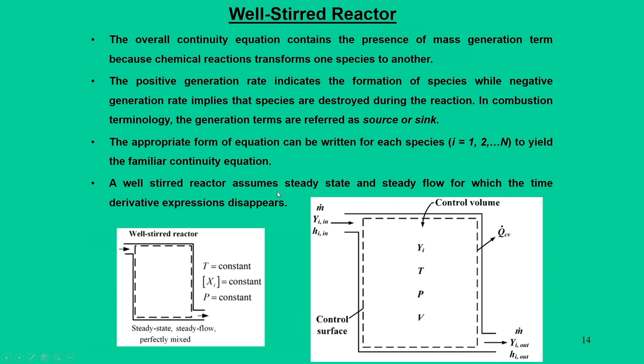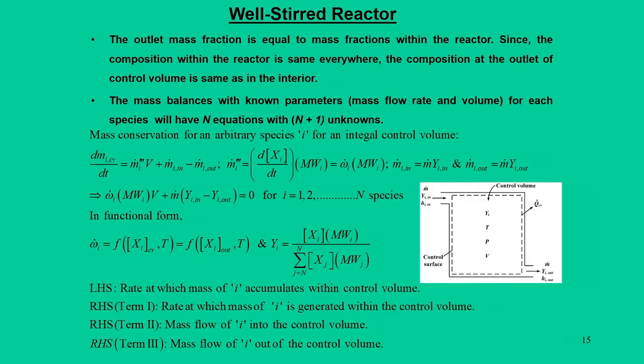The well-stirred reactor assumes steady state, steady flow, for which the time derivative expressions disappear. So, how does it look? We can see here that the outlet mass fraction is equal to the mass fractions within the reactor. Since the composition of the reactor is the same everywhere, the composition at the outlet of the control volume is the same as that of the interior. So, through these equations one can write mass conservation for an arbitrary species.